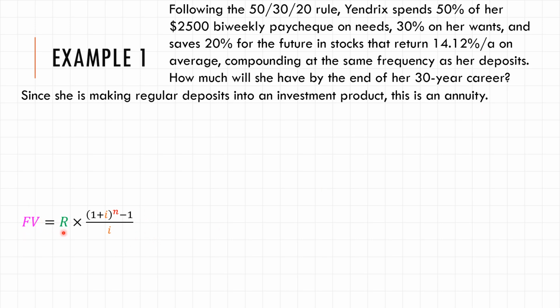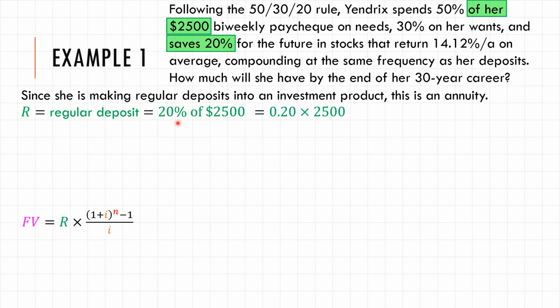Let's find the variables that we know and find the value of this annuity in the future, by calculating all of these. So let's see, we need R. R stands for the amount of each regular deposit. And we know that every 2 weeks, she saves 20% of her paycheck. So what is 20% of $2,500? 0.20 times 2,500 is $500. She saves $500 every 2 weeks.